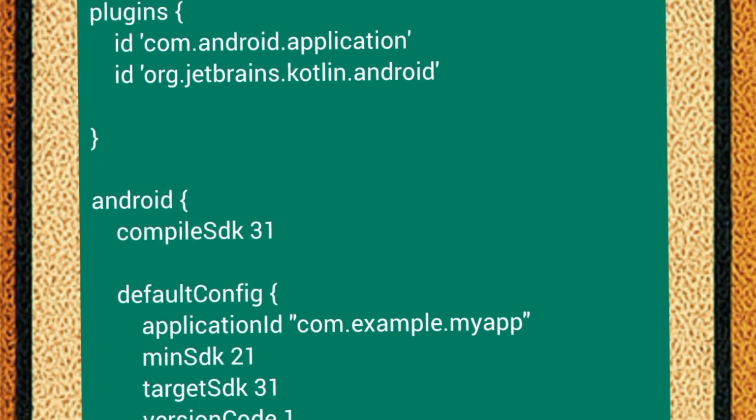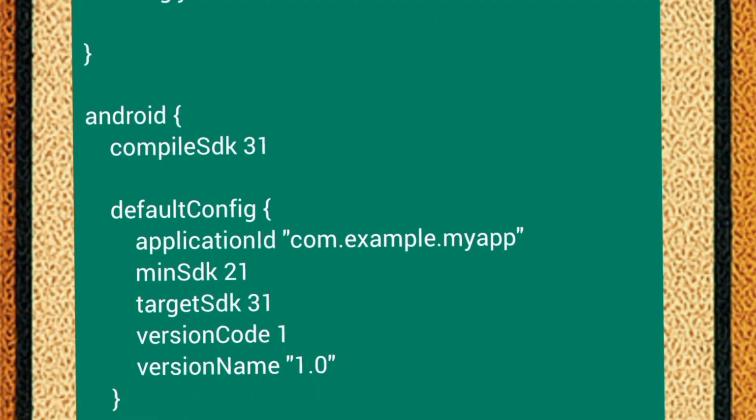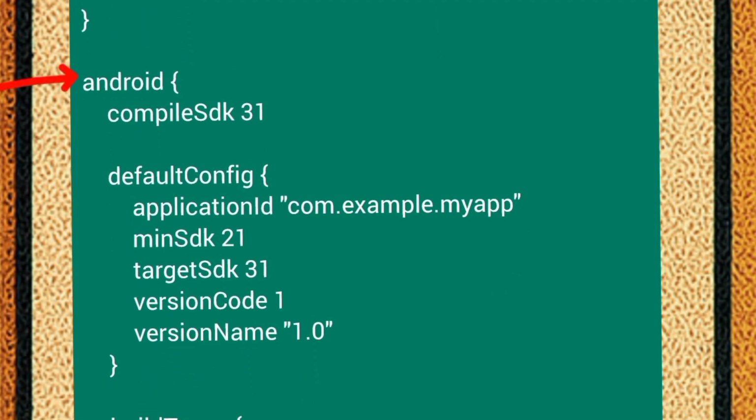Alright. Now we've reached this magical part of the file, the android block. This is where we tell Gradle some really important information about how to build our app, like which tools to use, which Android version it supports, and how to identify the app.